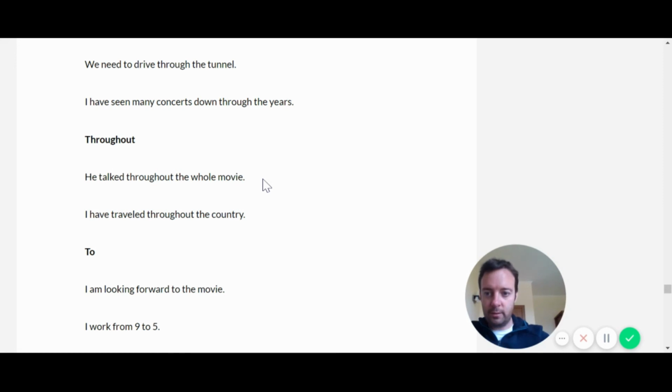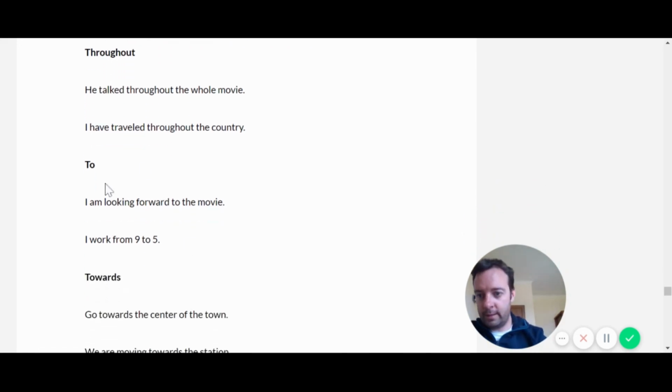Okay, during the whole movie. I have traveled throughout the country. That's like all the country. Okay, to again has many meanings. The most common one is movement. Okay, I go to work. That's you saying I go to is the movement, and then to the place to work. And this is the phrasal verb here. I'm looking forward to the movie. I work from 9 to 5.